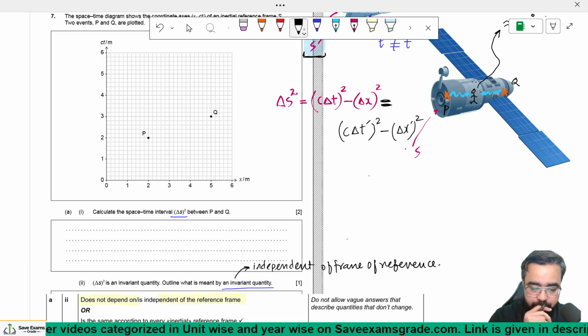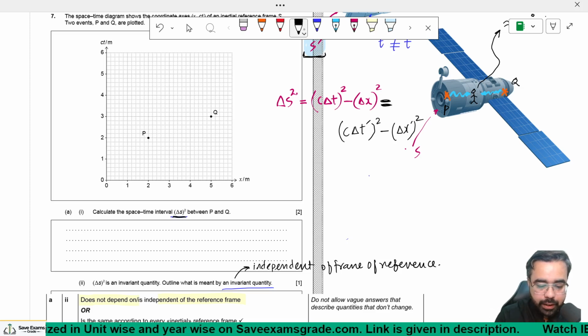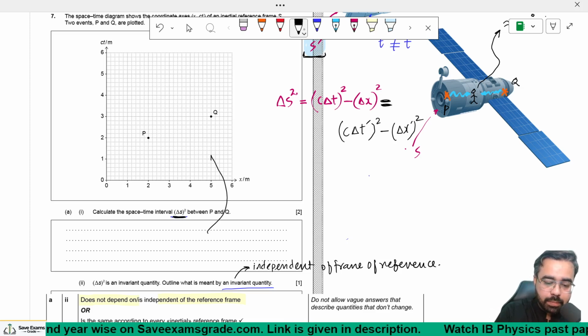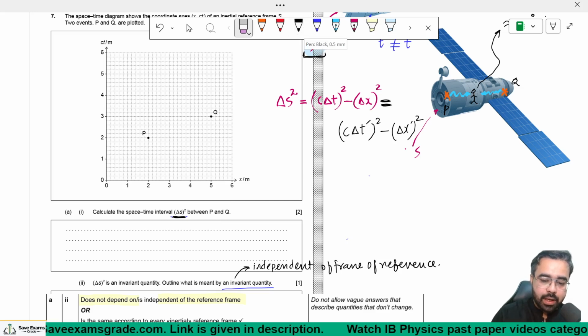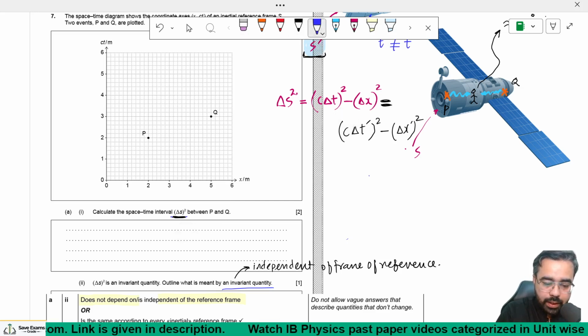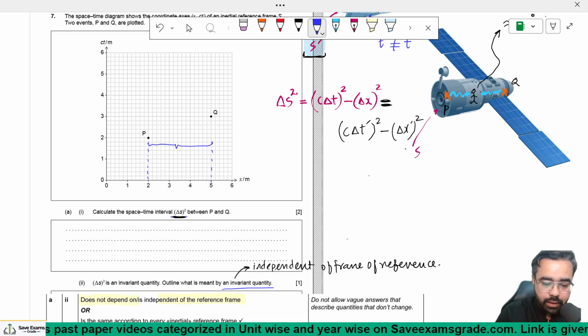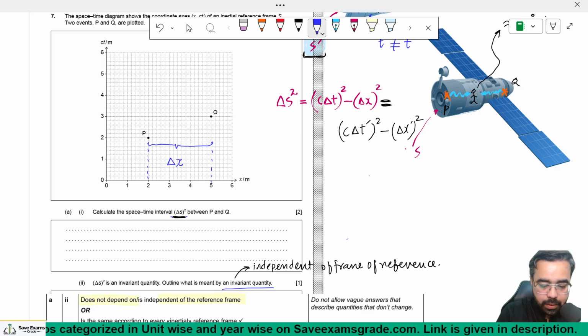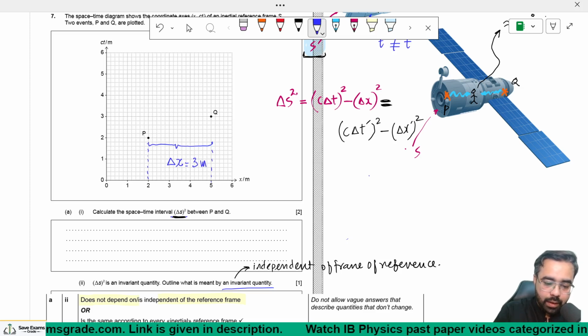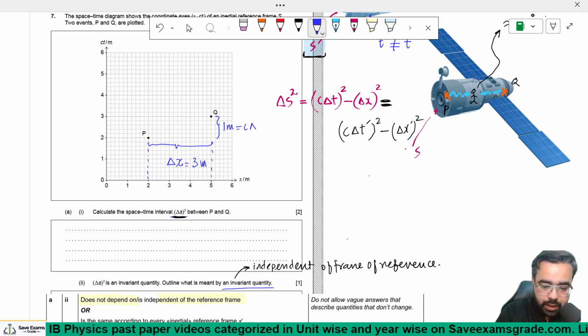Now what will be the value of delta S square? By looking at this space-time diagram, that is easy. As you can see, the value that I will calculate from here must give me the delta x, and that is 5 minus 2, that is 3, 3 meter. And this quantity, which is only 1 unit, so that is 1 meter, this must be c delta t.